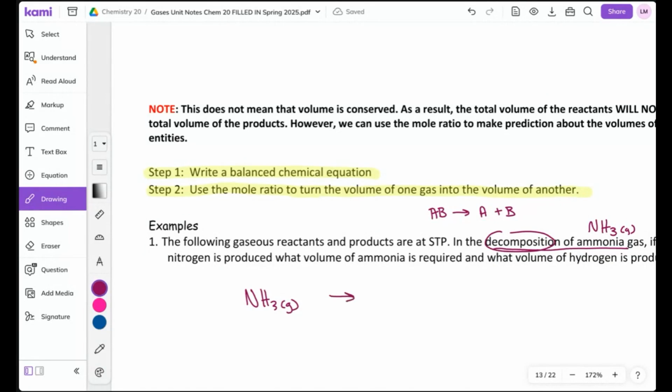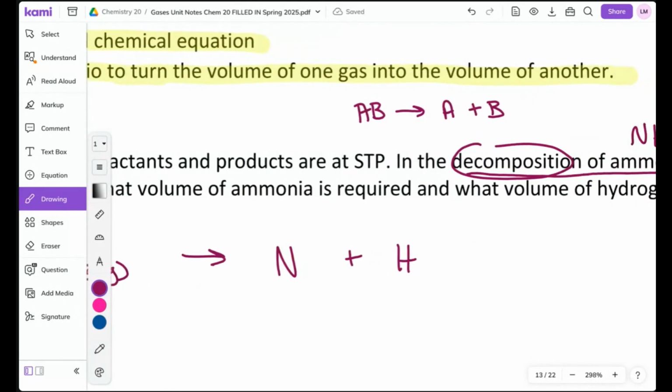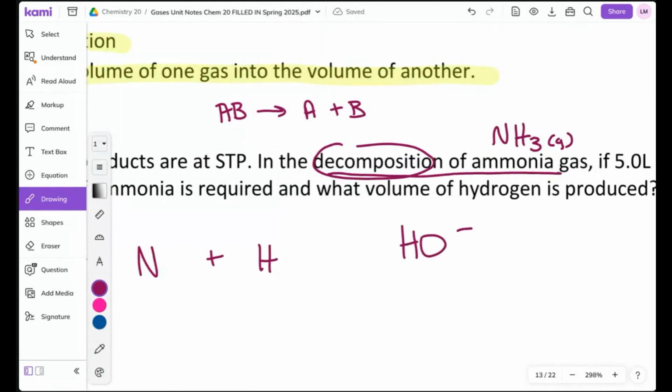So there's our compound, our AB, in this little template that I gave us, and it breaks apart into its elements. So nitrogen and hydrogen. However, you got to remember Hofbrinkel. Okay, so Hofbrinkel is the acronym we use to help us remember all of the diatomic elements. So let me just write that out. So Hofbrinkel.